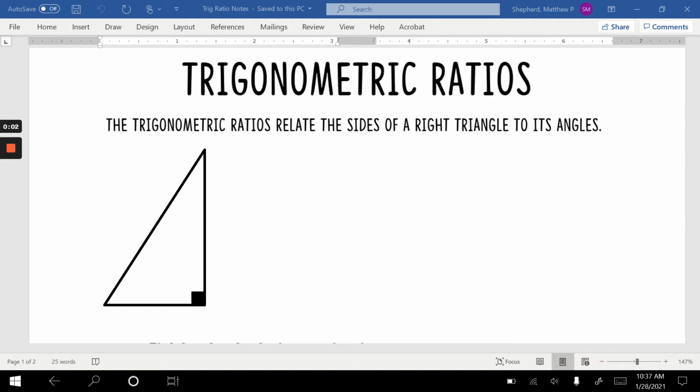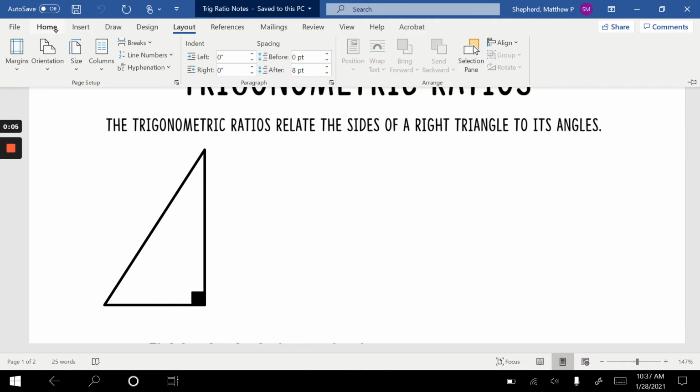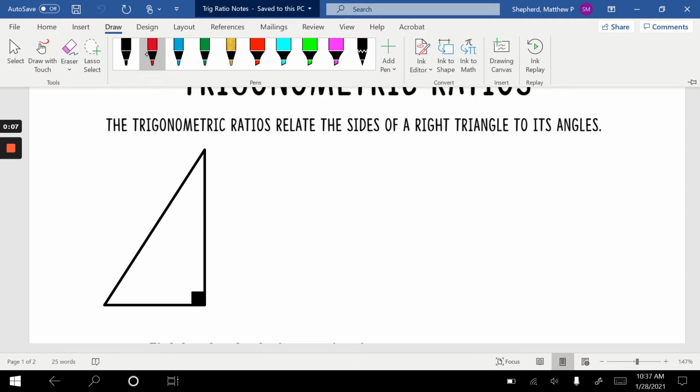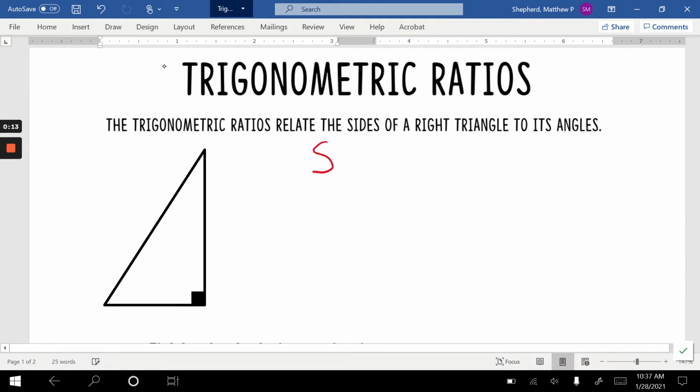Welcome back, students. Right now we're going to be talking about the trigonometric ratios. In order to talk about that, we need to learn a specific phrase: SOH CAH TOA. This is going to help us identify all the ratios in these triangles that we're going to be dealing with. This only works with right triangles, so make sure to pay attention to that.